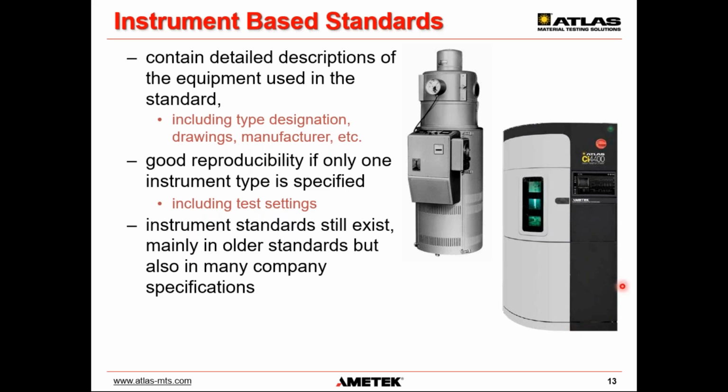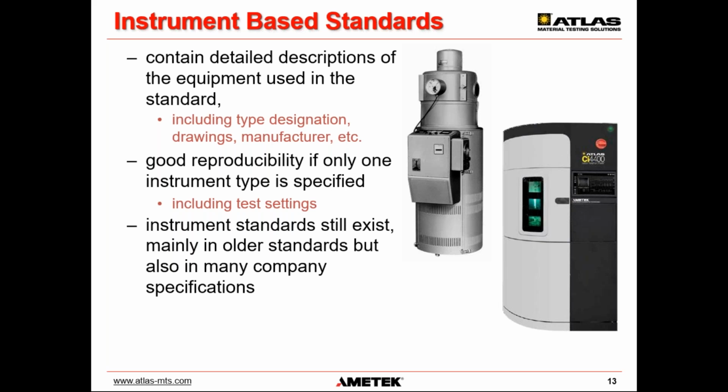Now we'll talk a little bit about the different types of standards, which we classify as instrument-based standards, and in the next slide we'll talk about performance-based standards. Differing from performance-based standards, instrument-based standards, which are sometimes referred to as prescriptive standards, contain specific descriptions of the equipment which is used in the standard, including the type, detailed drawings, manufacturer, contact information, and other information that gives precise guidance for performing the test.